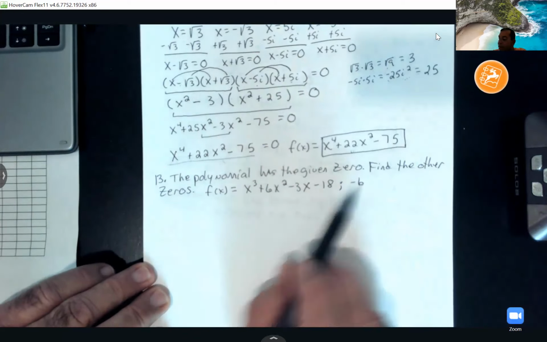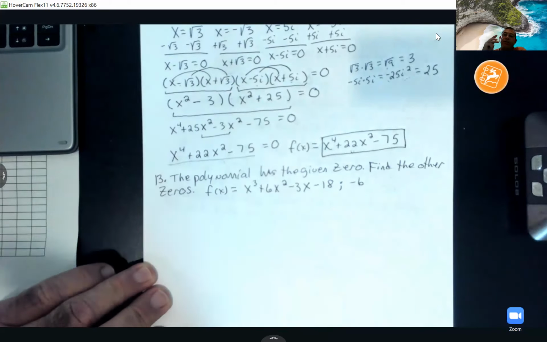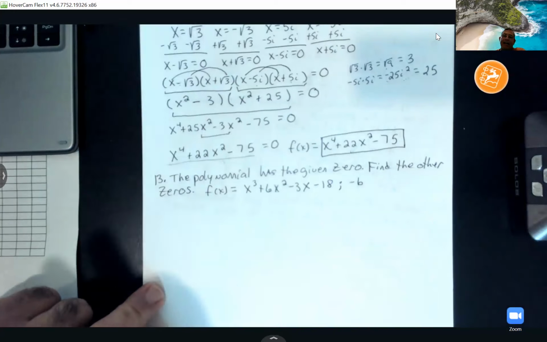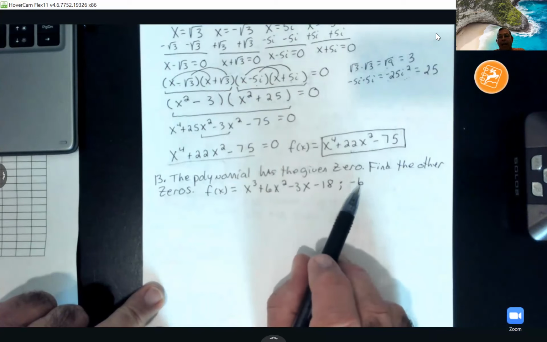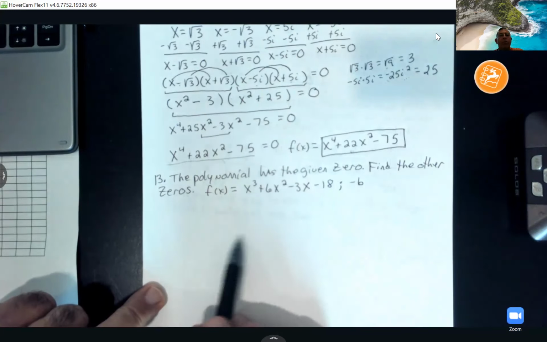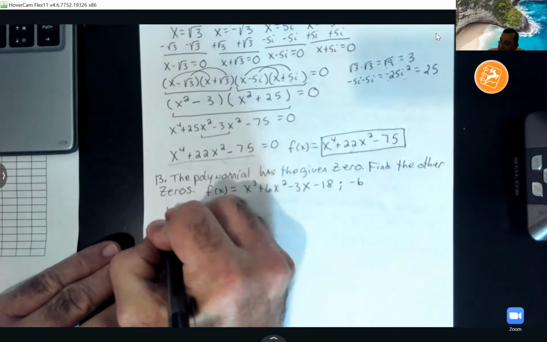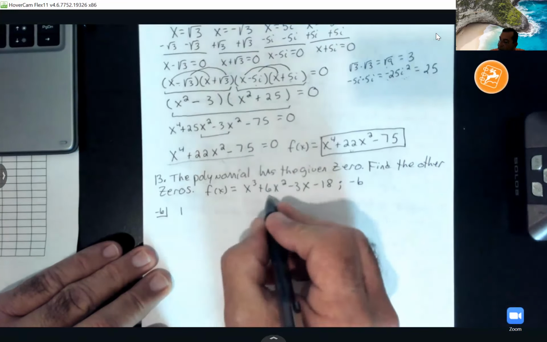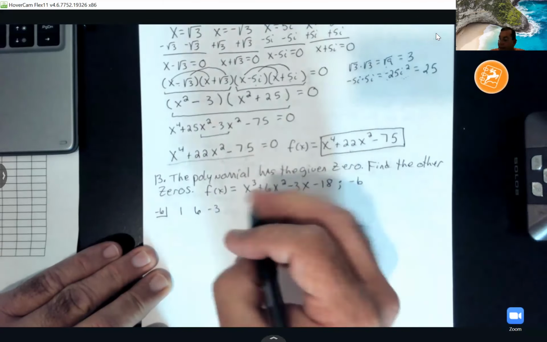All right, y'all. So they're giving me one 0. This has a degree 3, so that means there's 3 zeros total. They're giving me one of them, so we got to find the other two. So what we want to do is start out doing synthetic division with that negative 6. And then once we get our quotient, we'll use the quotient to get the other two zeros, okay? So let's start out with our negative 6. All right, my numbers will be 1, 6, negative 3, and negative 18.